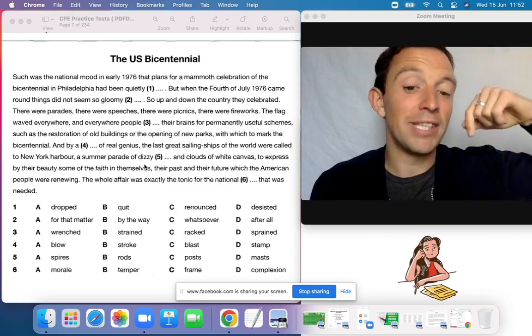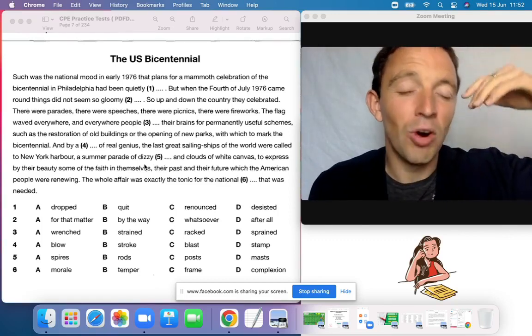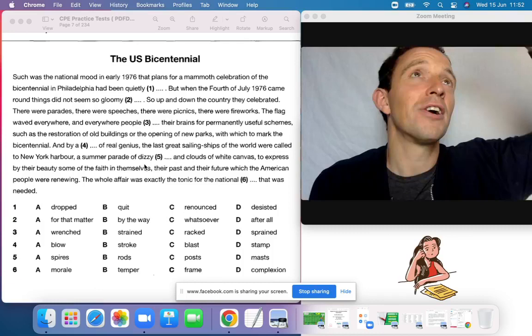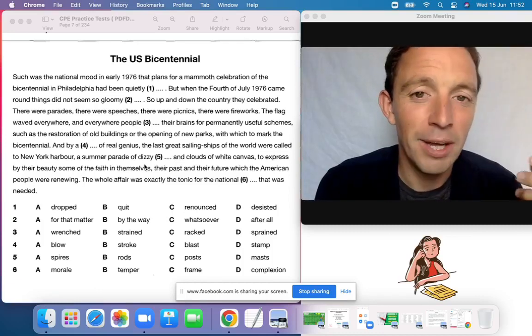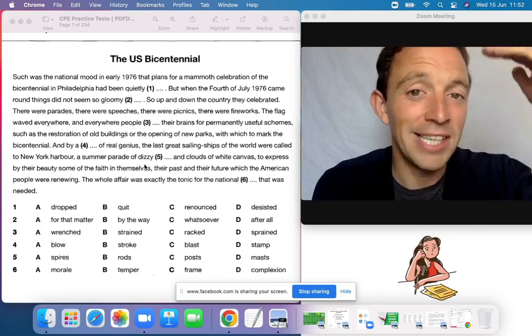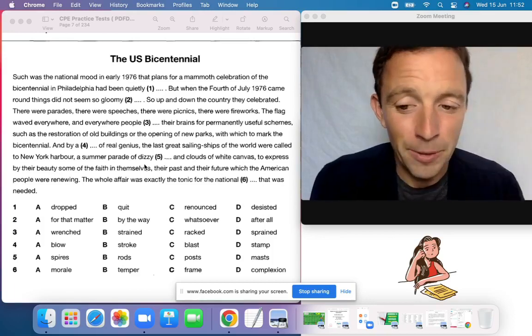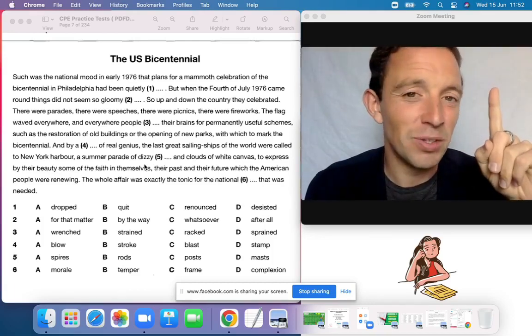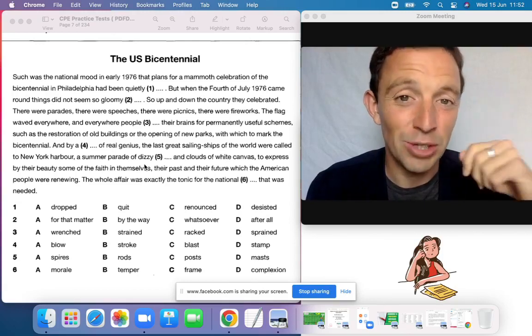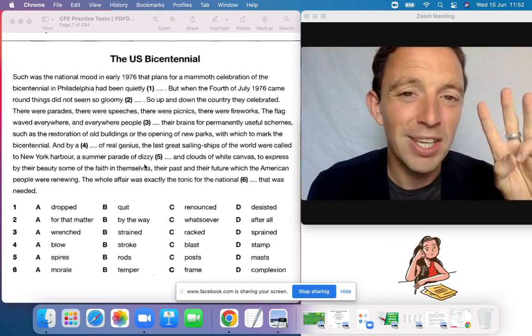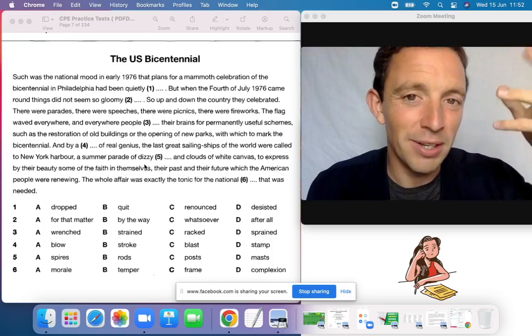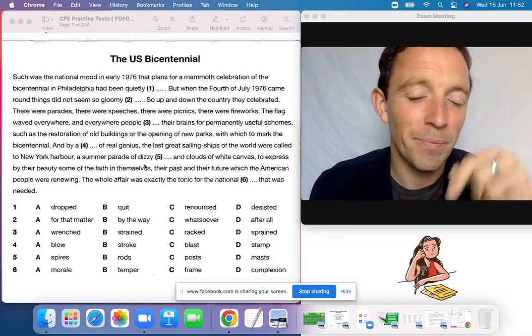And dizzy, we normally say dizzy heights, because it's very high and you feel uncomfortable because you're maybe afraid of heights. So in this situation, because it's a sailing ship, a spire is not related to a ship. A rod is related to fishing. A post is related to maybe a ship, but a mast.